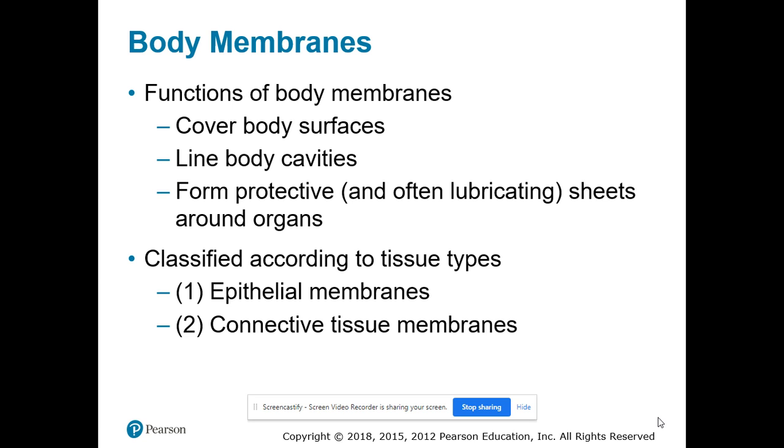The functions of body membranes are to cover body surfaces, line body cavities, and form protective and often lubricating sheets around organs. Now these different body membranes can be classified into two different tissue types: epithelial membranes, and then connective tissue membranes. Again, we covered epithelial and connective in the last chapter. Epithelial are known for covering and releasing substances such as secretions from glands, while connective is used to often bind things together and be a site of protection.